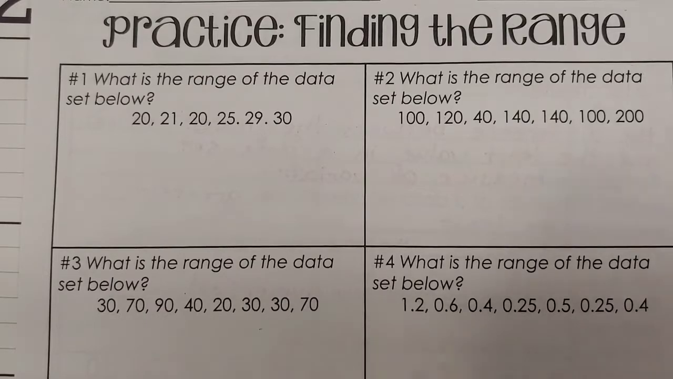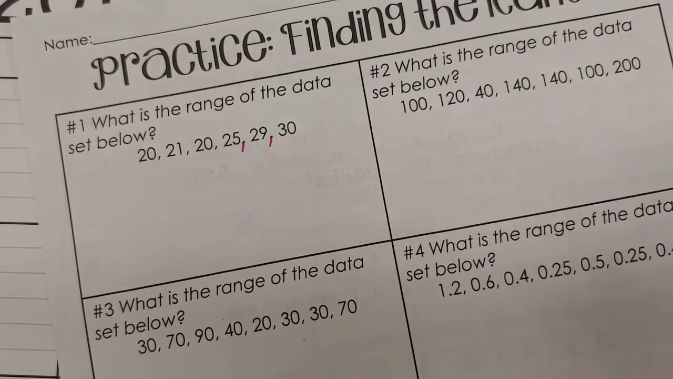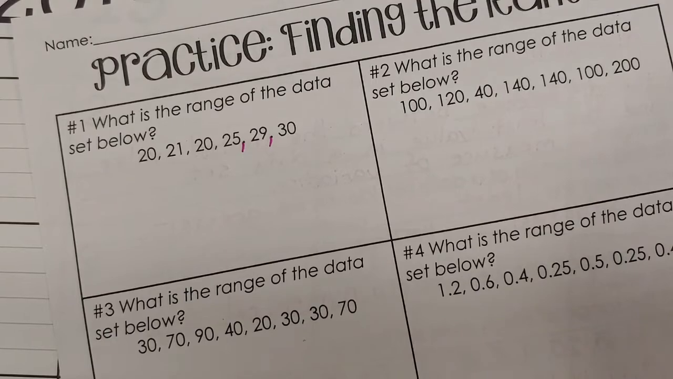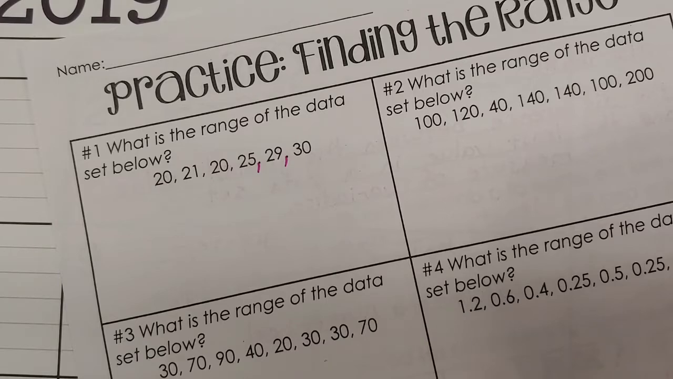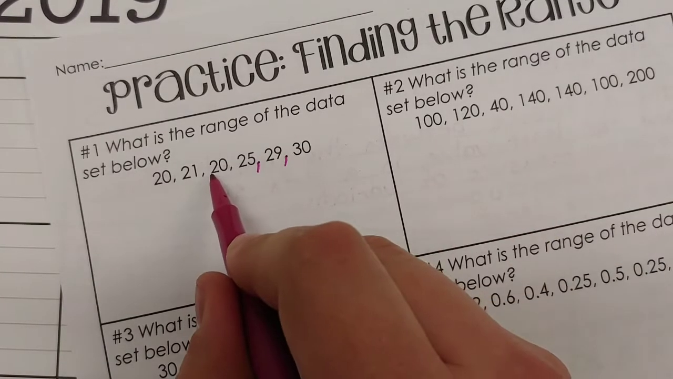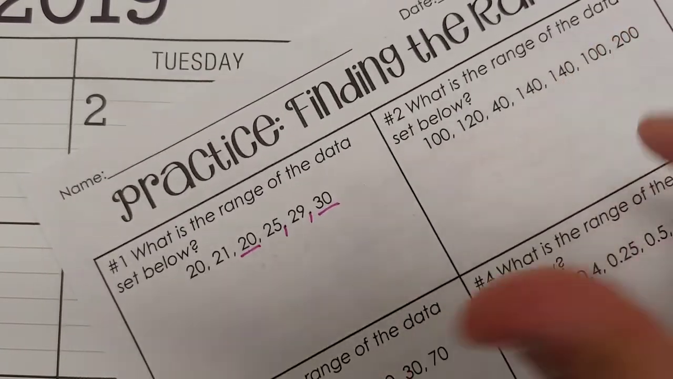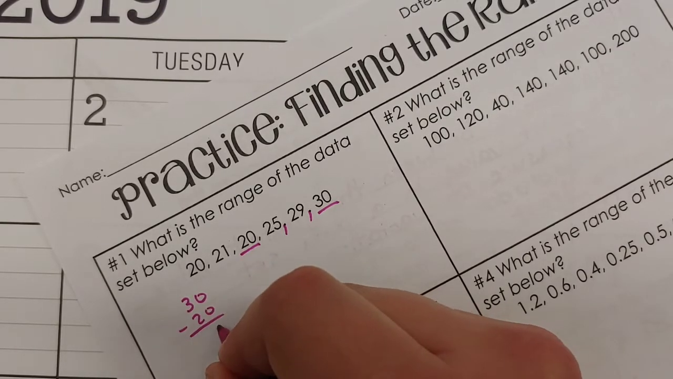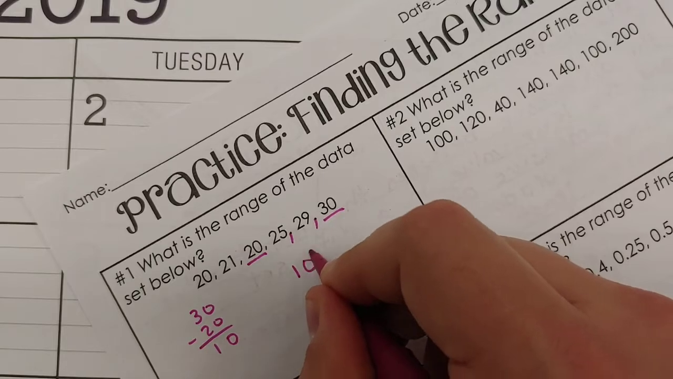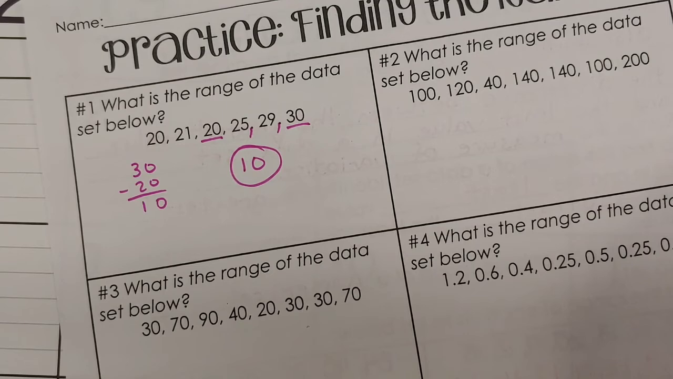These right here are supposed to be commas. What is the range of the data set below? So we have a set of numbers there, 6 of them. The smallest number I see, there are 2 20s, and then we go up to this 30. So we're going to subtract 30 minus 20. Our answer is 10. A range of 10.